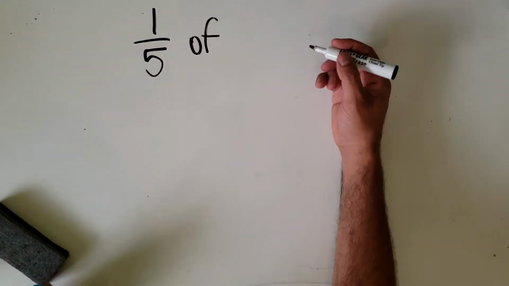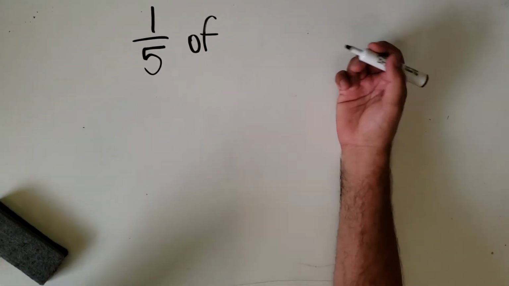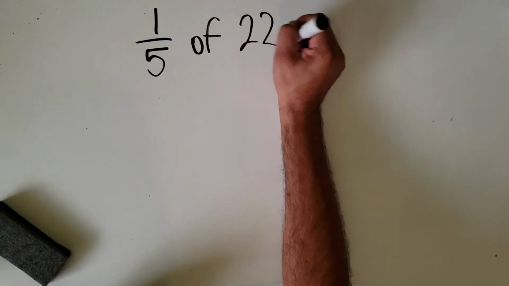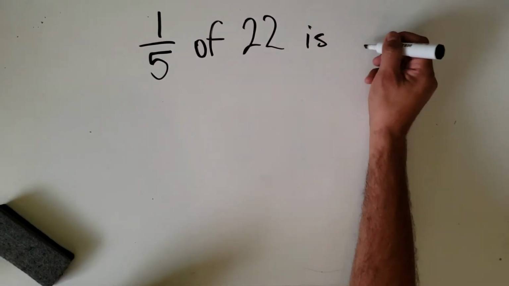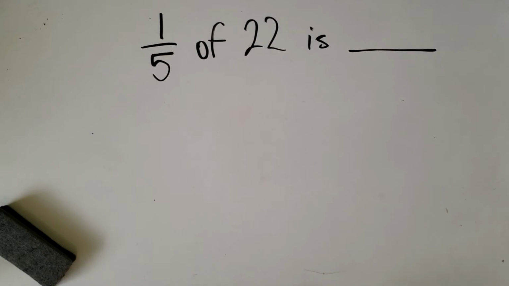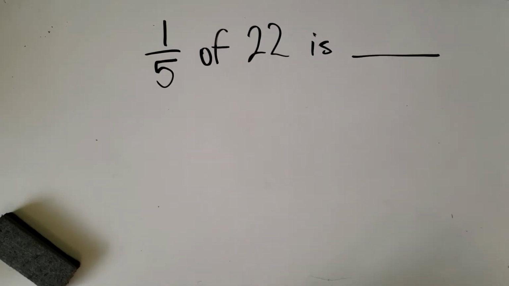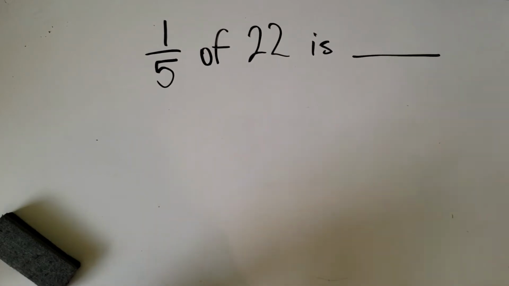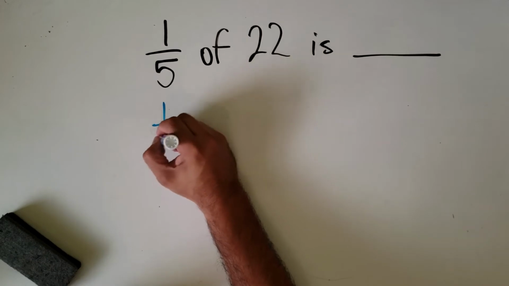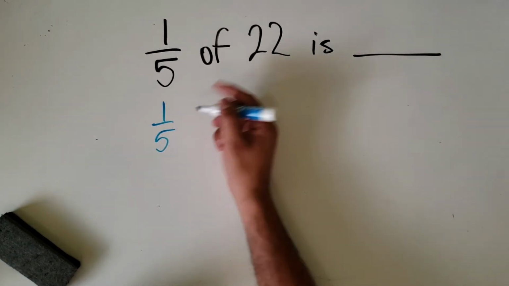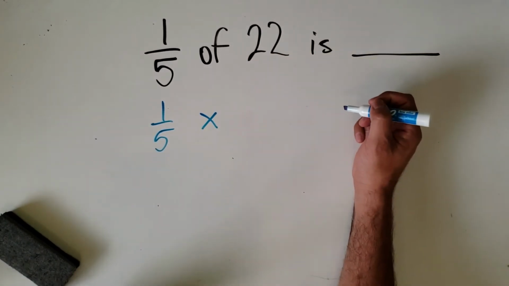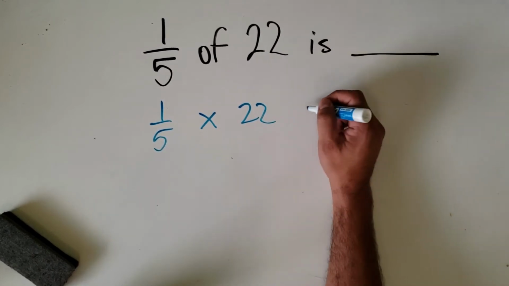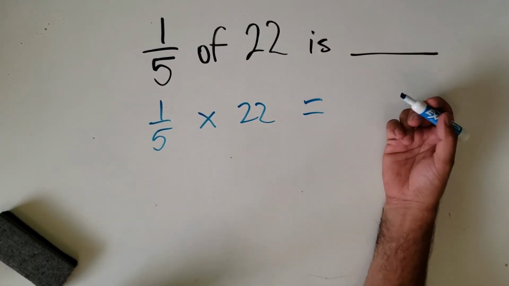Don't lie. All right, so 1/5 of, I don't know, let's say 22 is. Okay, so let's say we have to find out what 1/5 of a number is. So we can do it the same way. Still, the 1/5, we can leave it as 1/5. Of means multiplication. 22 stays 22, and is the equal sign.